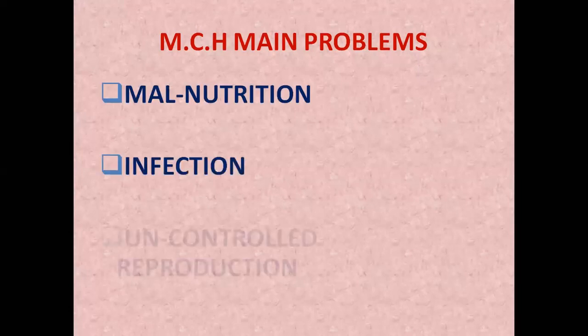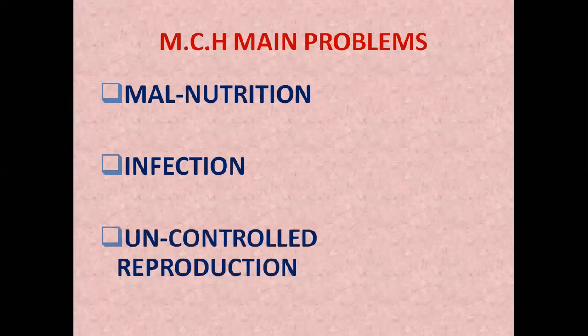This is the last slide of today's session. What are the main problems in the M.C.H? Malnutrition. A highly common problem of our country is malnutrition. Always remember that malnutrition leads to infection. Why? Because when you don't get a good quality diet, your antibodies, your immune system, which is dependent on protein, which is dependent on a good high class diet, becomes weakened.